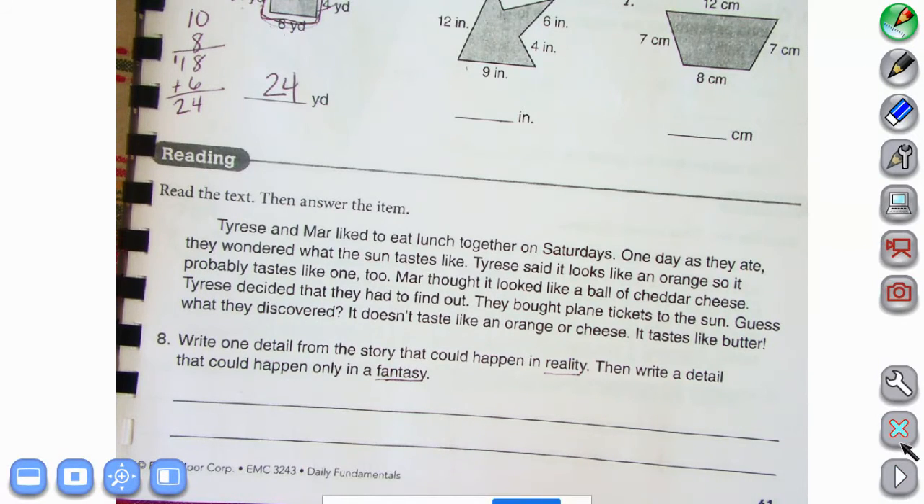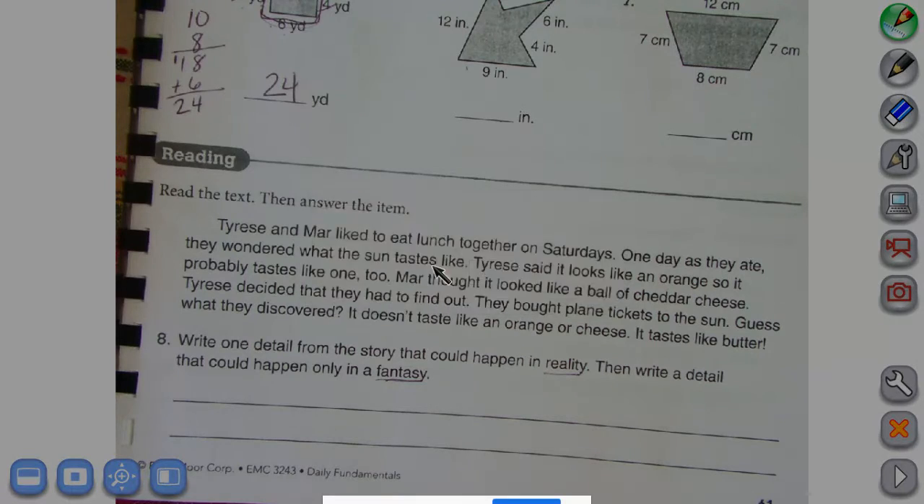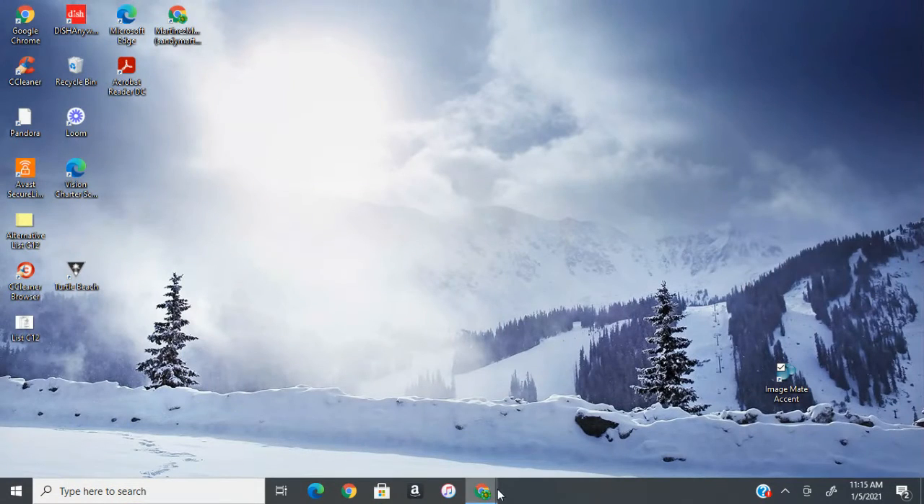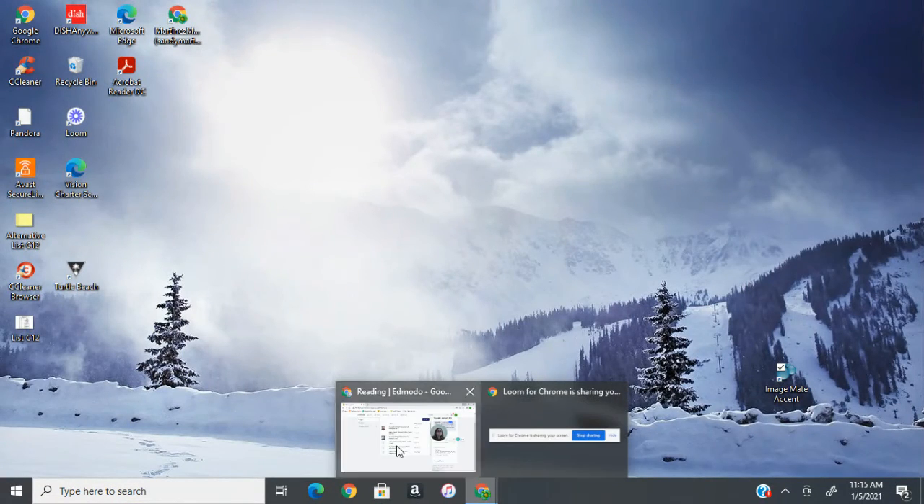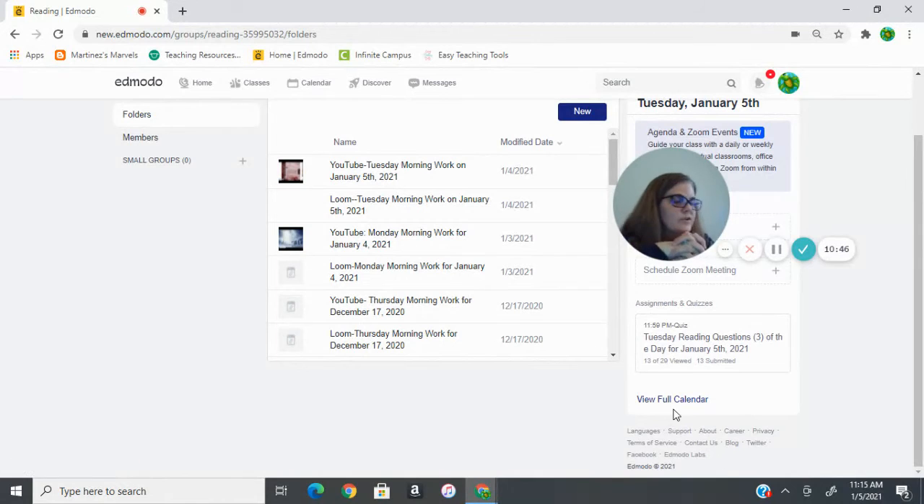All right, so have you finished that up today, and we will correct it tomorrow. And we'll correct that tomorrow, so make sure that you get that all finished. And I will see you guys over in vocabulary.